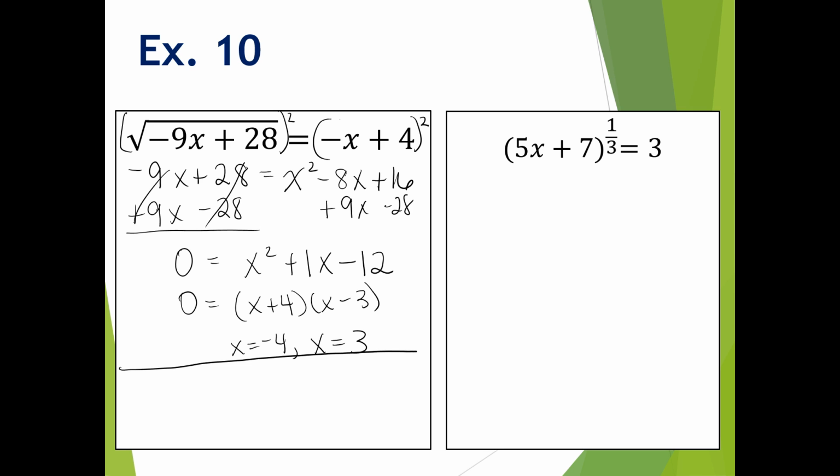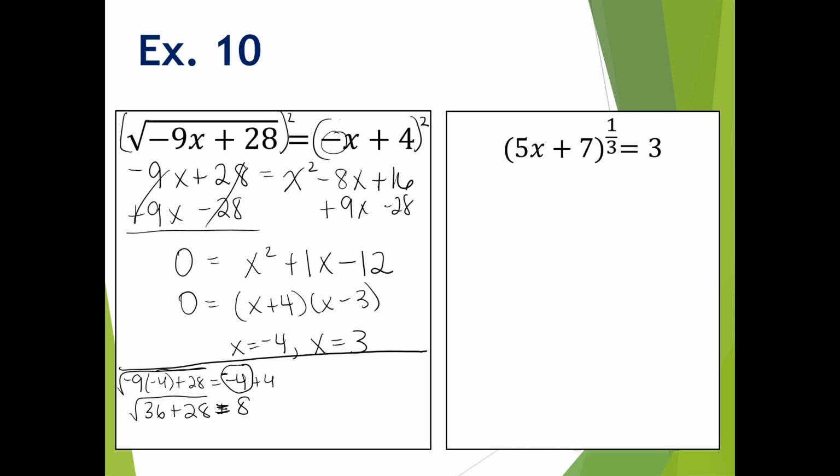So let's check these. When we check these, we get negative 9 times negative 4 plus 28. All of that's in the radical. So we're checking the negative 4 first, equals negative 4. Oh, sorry, negative 4 plus 4. See how this x already had a negative, so we're saying negative 4, or the opposite of negative 4. So negative 9 times negative 4 is 36 in here, plus 28. Now negative 4 is really positive 4, so positive 4 plus another positive 4 equals 8.